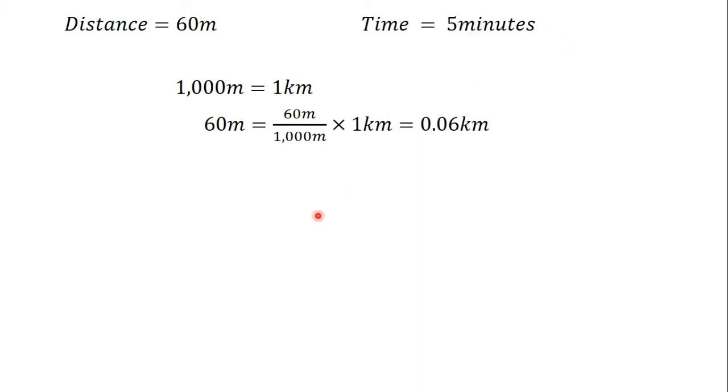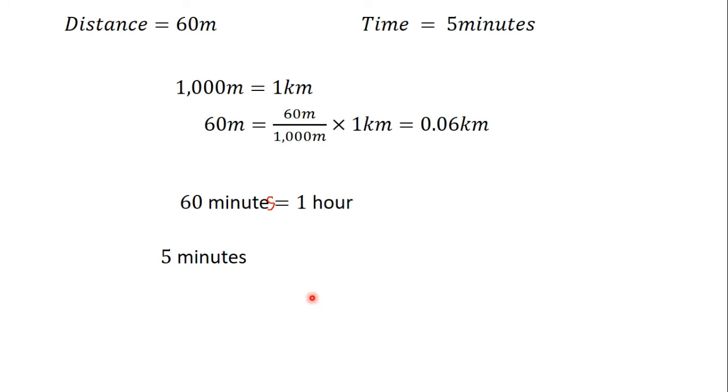To do that we need the rate of conversion between minutes and hours. We know that 60 minutes is equal to 1 hour. This is the standard rate of conversion between minutes and hours. So if 60 minutes is giving us 1 hour, 5 minutes, will it give us more than 1 hour or less than 1 hour? We can see that 5 minutes will give us less than 1 hour.